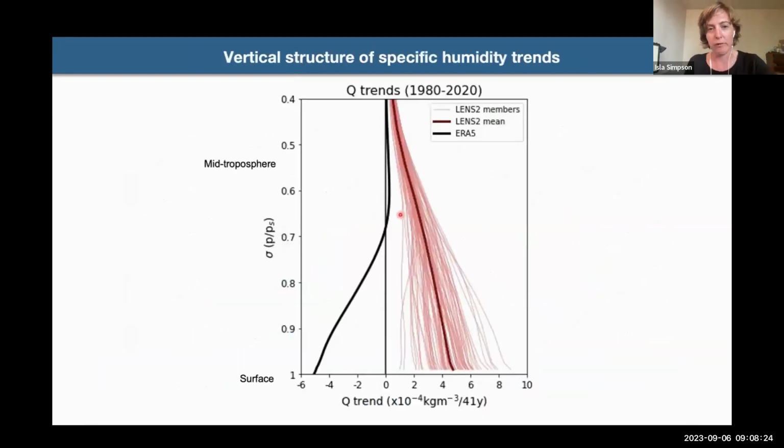This is just showing you the vertical structure of specific humidity trends over the Southwest. This is on terrain-following coordinates, so on sigma coordinates, and then averaging over the Southwest states. And here are all the members from the CESM2 large ensemble. And then this is ERA5. And so if we trust the vertical profiles here in ERA5, you see that the discrepancy is really largest at the surface, but it's kind of there throughout the depth of the lower troposphere here as well.